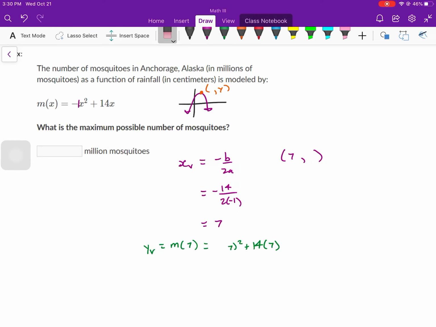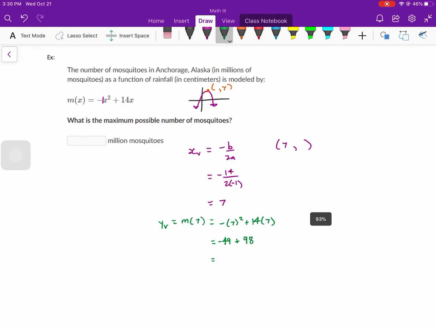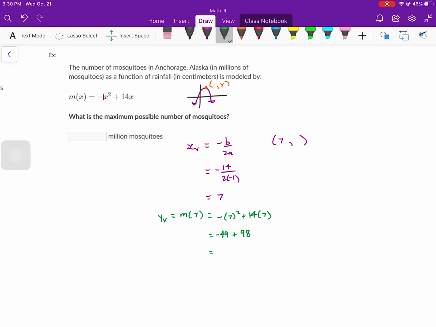So that's negative 7 squared, which is 49, plus, that's 70 plus 28 is 98. Should be a negative 49. So there's that negative out front. And negative 49 plus 98 is going to be positive 49. So the y-coordinate for that vertex is positive 49.